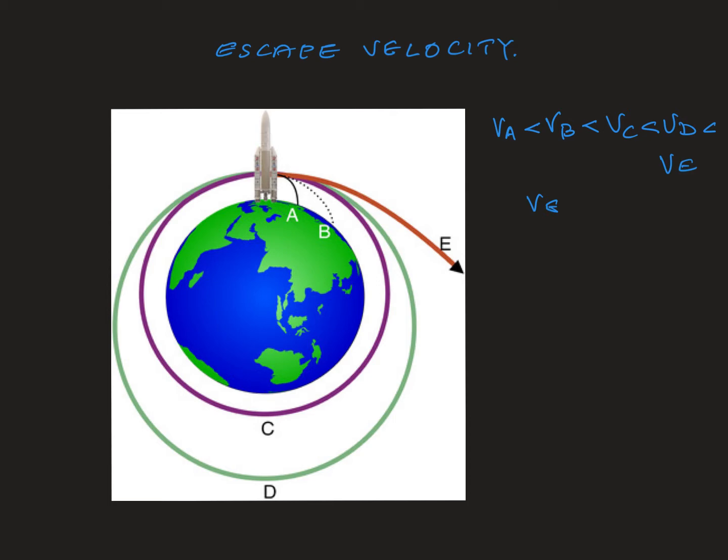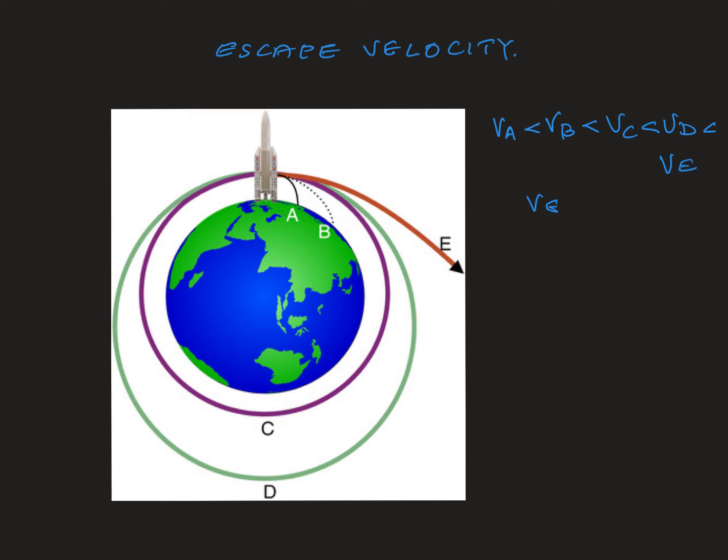So VE is the escape velocity. Escape velocity is basically the minimum velocity that's required to get the spacecraft to a place where it escapes the gravitational force of Earth. So it goes to infinity. So it will not come back, because we looked here that at A it's coming here, at B it's coming here, and C is going on a circular orbit, and D is going in an elliptical orbit. But VE is the velocity at which that particular object, in our case a spacecraft, escapes our gravitational field.